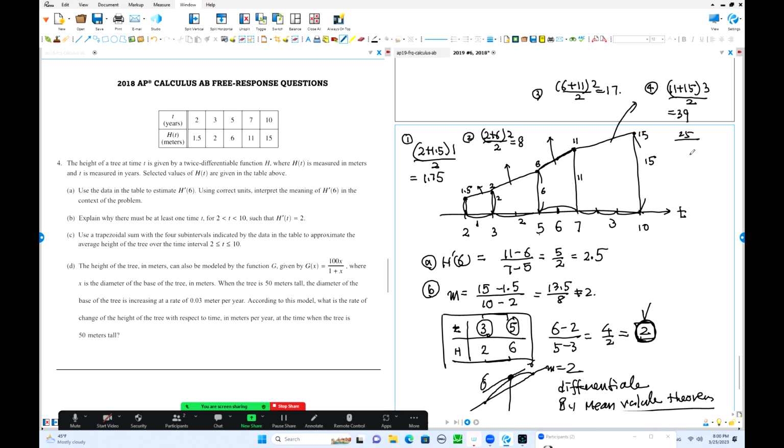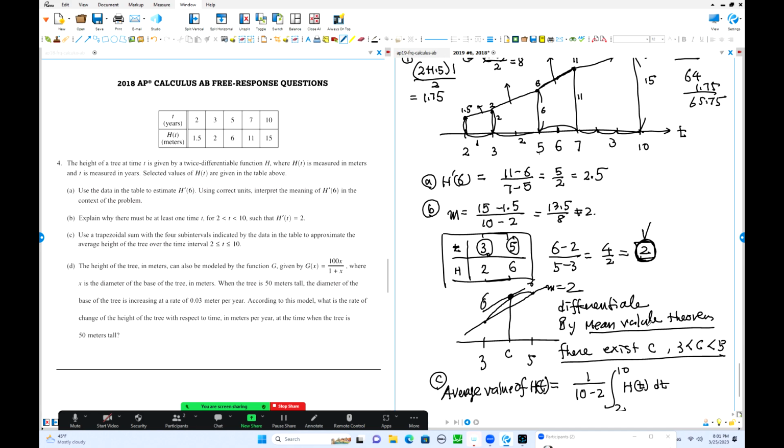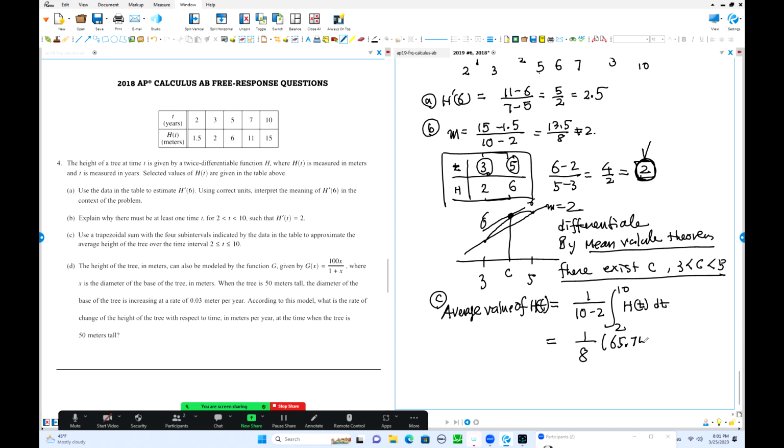39 plus 25 is 64. Plus 1.75, 65.75, okay? 65.75. This will equal 1 over 8 times 65.75. That is the average. You divide it by 8, because this is the area of this one. You're gonna make a flat line over here, okay? This height is the average value. You divide it by this 8.